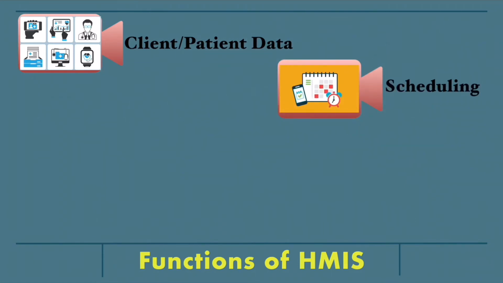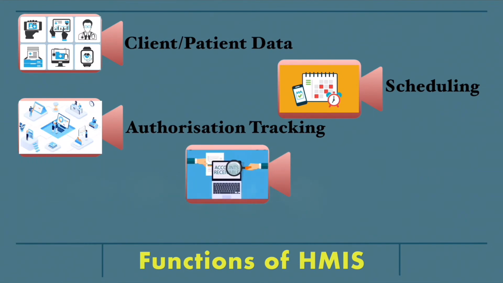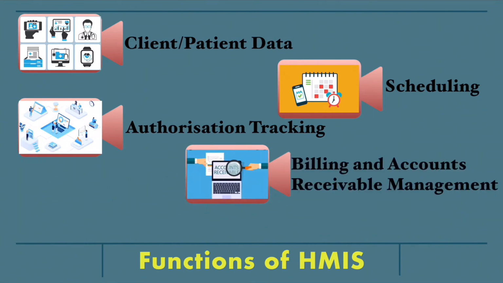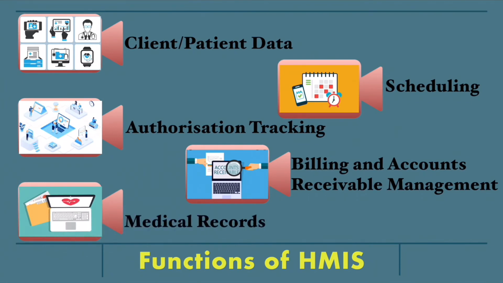Next is scheduling. It corresponds to the planning and booking of all necessary resources, such as people, places, equipment, investigation, interventions, and events that are associated with the diagnosis, treatment, and care management of the patient. Authorization tracking. It involves monitoring of authorized personnel. Next is billing and accounts receivable management, notification and information of the patient's bill. Lastly, medical records has doctor's notes and results of the test.